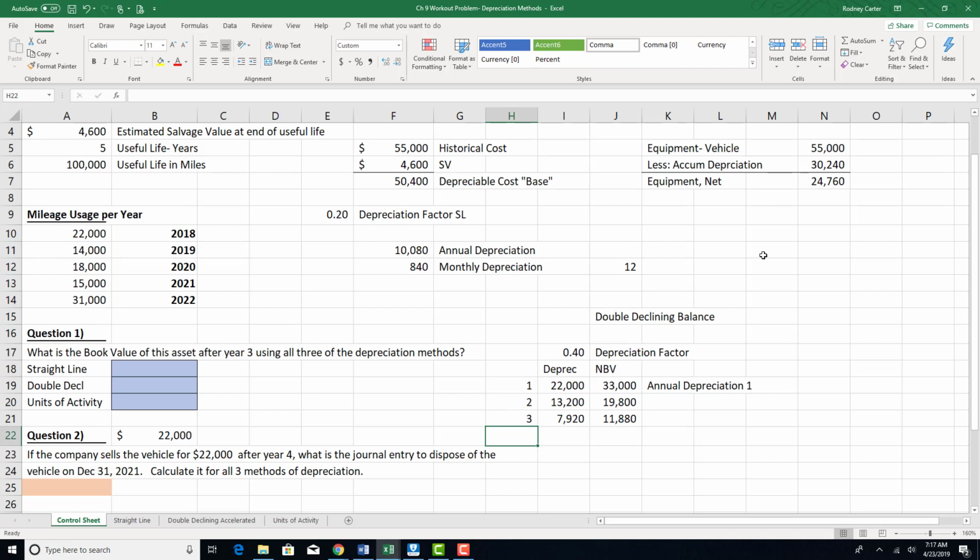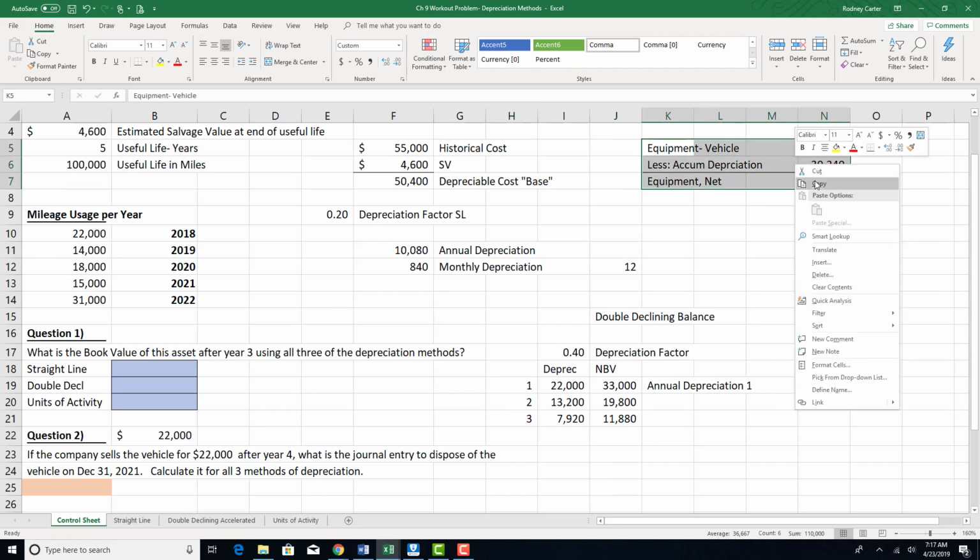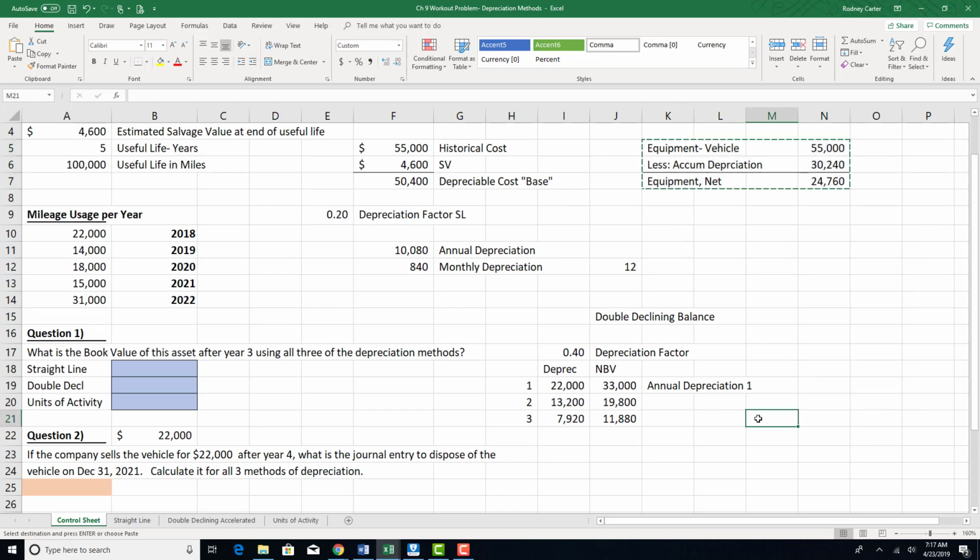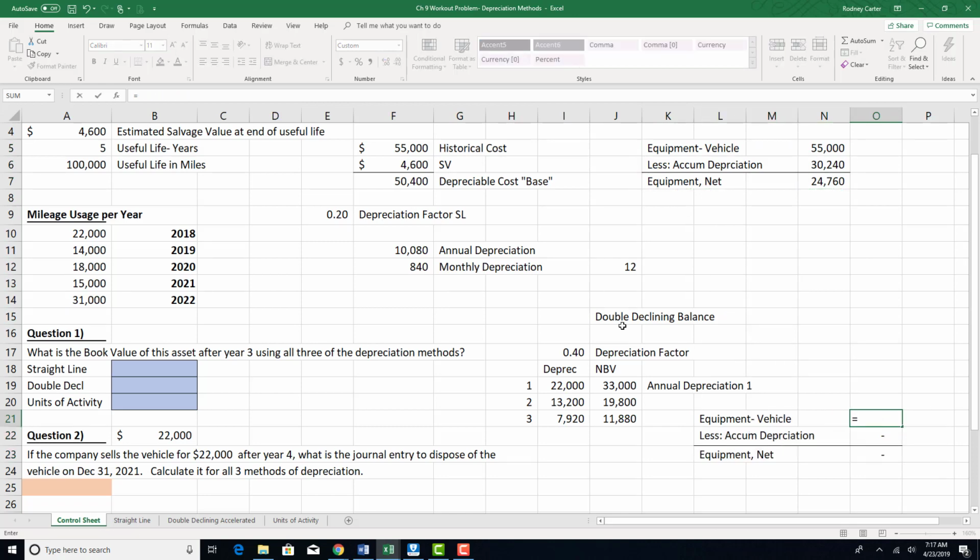So if I were to create the same balance sheet view here for depreciation, I would say equipment is the same, of course, 55,000, and I have depreciated in these 3 years those amounts. You'll notice that more depreciation is in the earlier years. This is an asset whose useful life is much better in the beginning years. What's the net book value? 11,880.